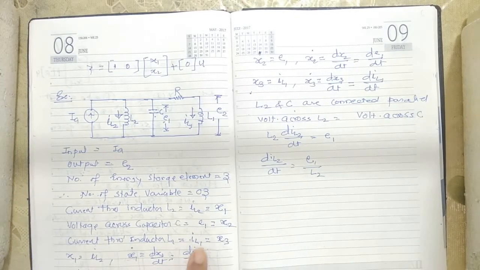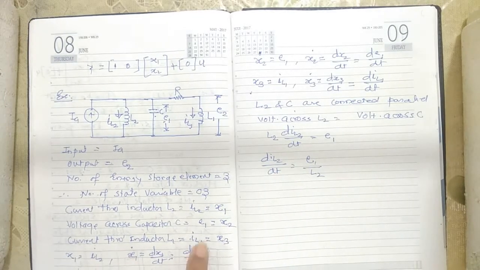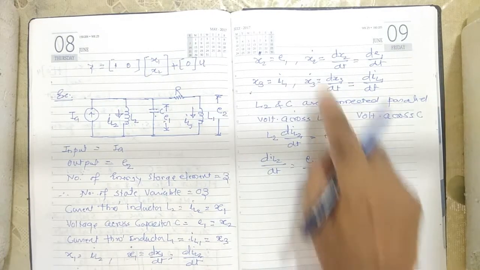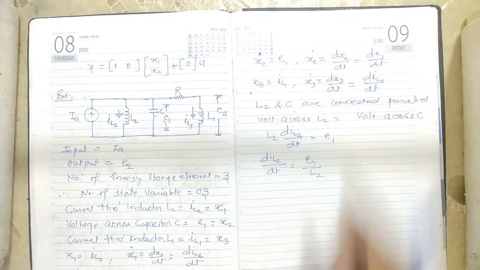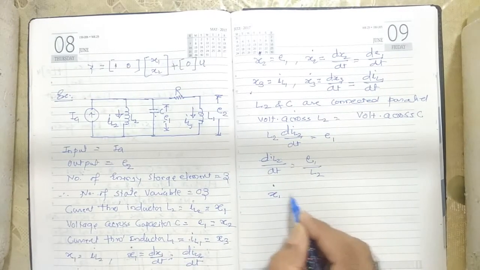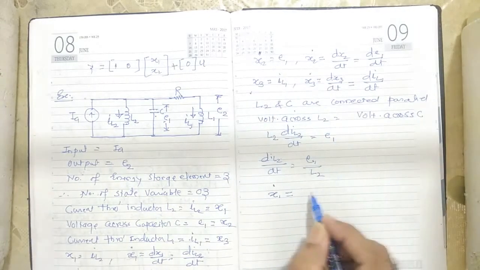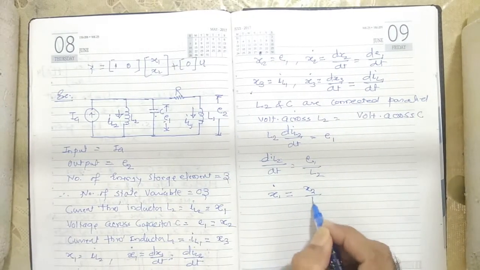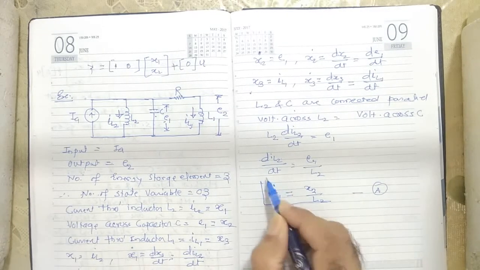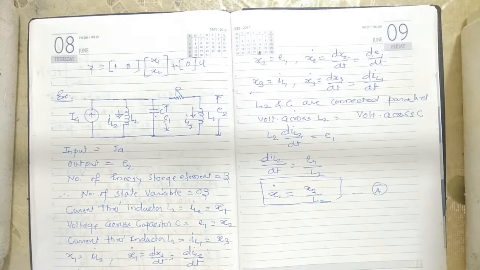Now see here, dIL2 by dt is nothing but x1 dot, and E1 is nothing but x2. So we replace: dIL2 by dt, which is x1 dot, equals E1, which is x2, divided by L2. So x1 dot equals x2 divided by L2. This is my first equation, equation A, or equation number 1.